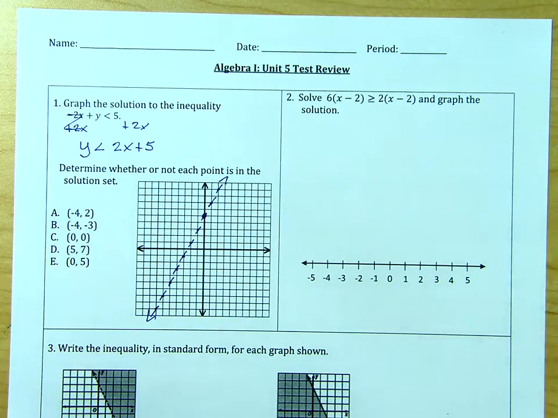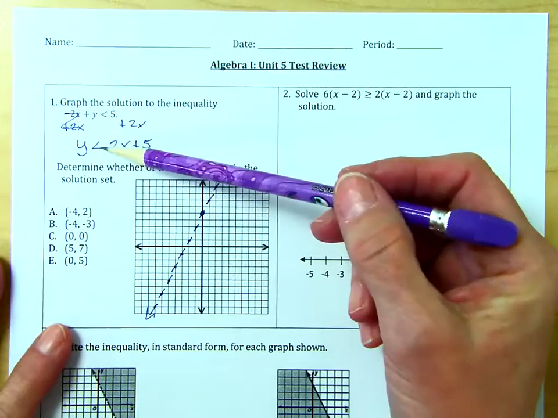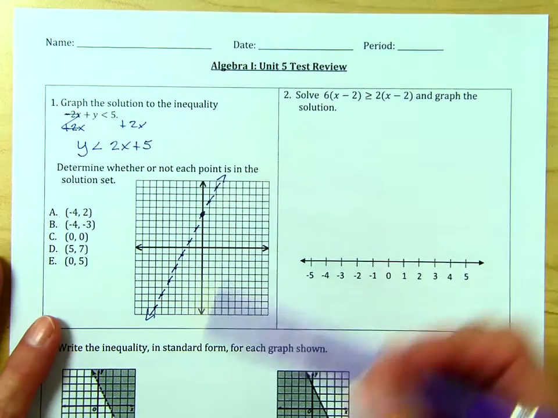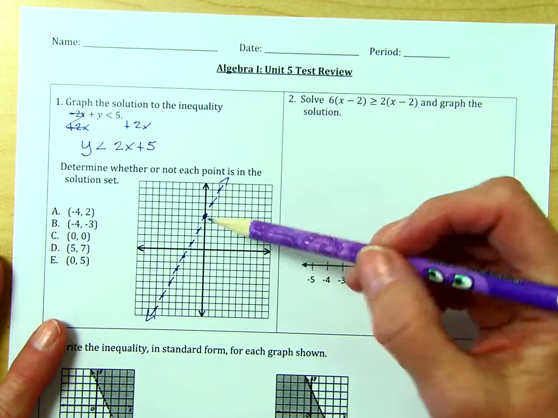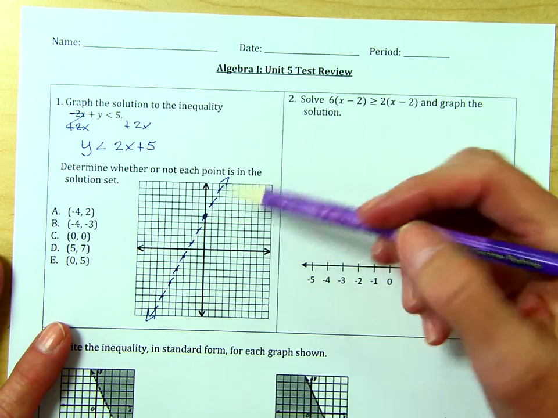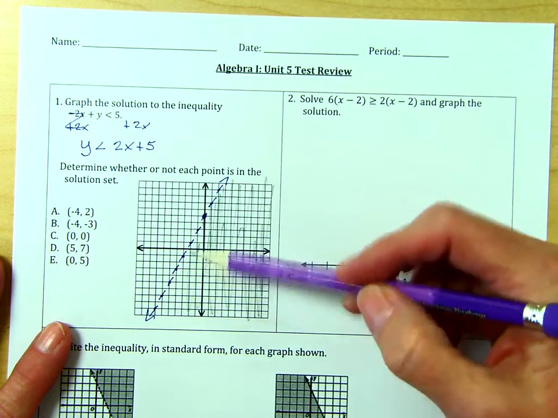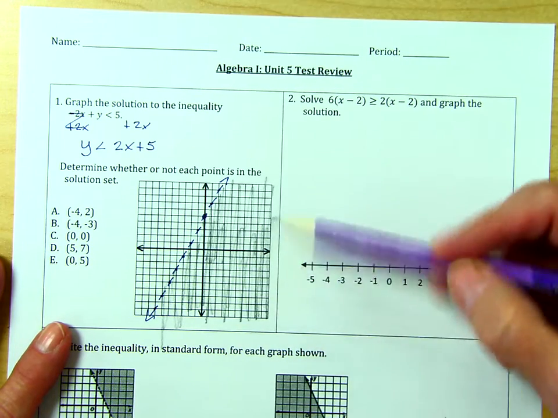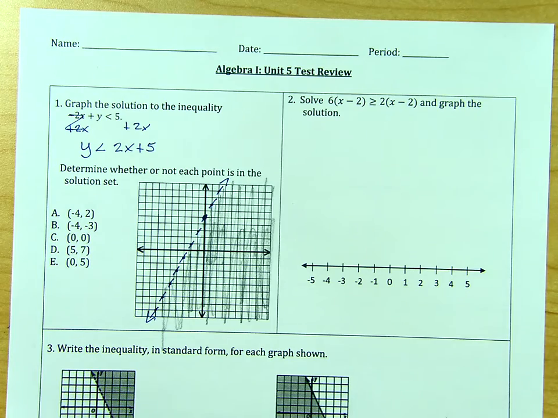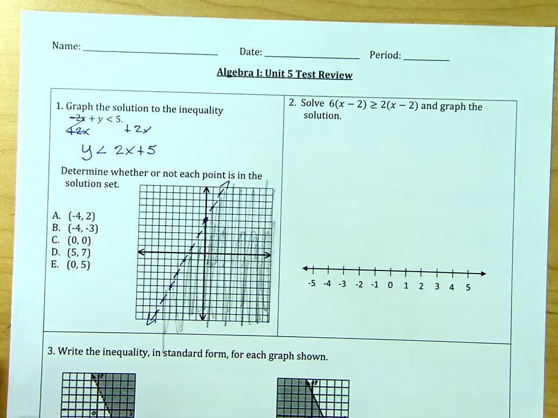So we'll just dash through all of these points. And then we need to shade. So we want the things that are smaller than this line. So if the line equals 5 here, we want the things that are smaller than the y-intercept of 5. So that's going to be everything on this side. Then we have to decide whether these are solutions or not.